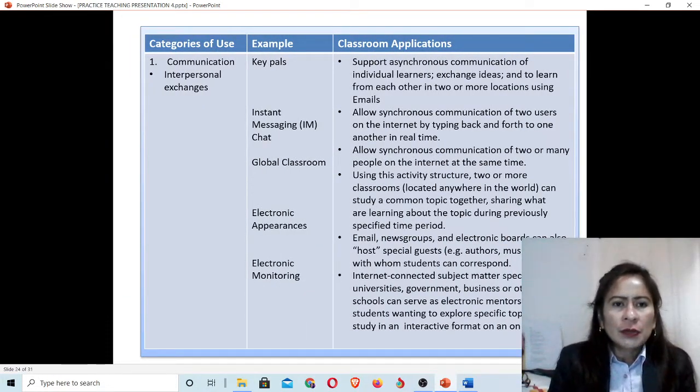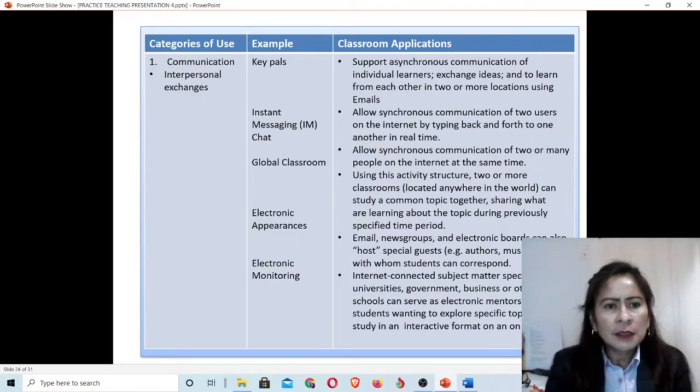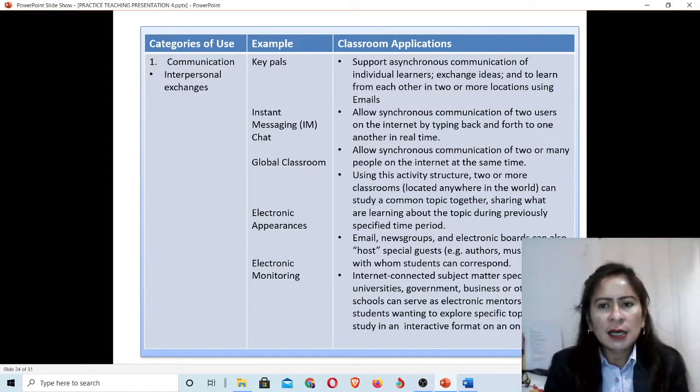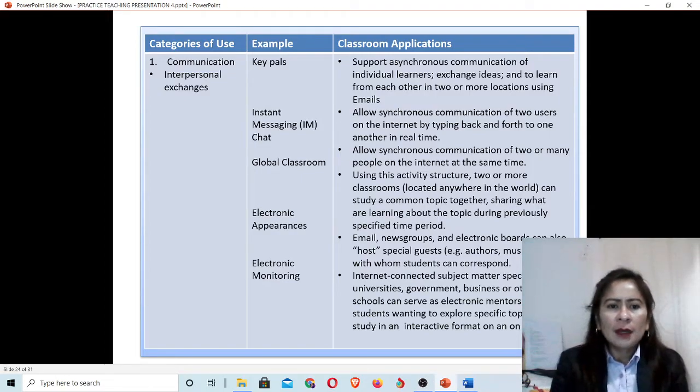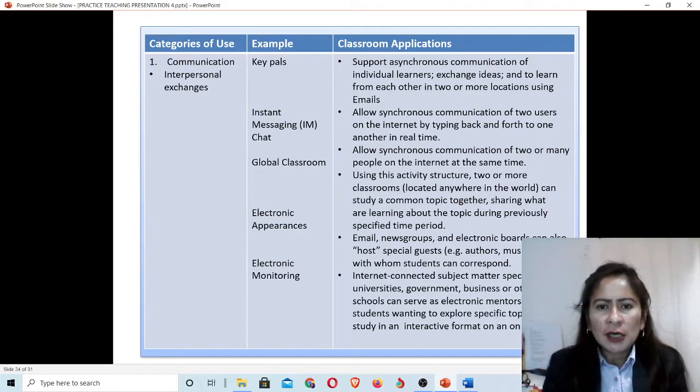Category of use, an example, and classroom application. Communication or interpersonal exchange: we have communication or keypals, which support synchronous communication of individual learners to exchange ideas and learn from each other in two or more locations using emails. Instant messaging or chat allows synchronous communication of two users on the internet by typing back and forth to one another in real time.